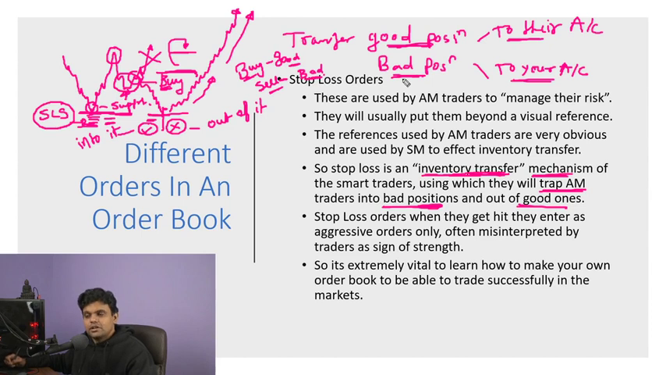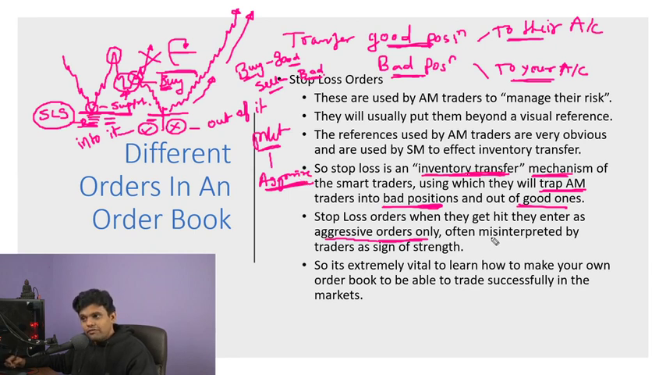Make sense? So when stop loss orders get hit, they will enter the market as aggressive orders only, because stop loss orders are market orders. We know market orders mean aggressive orders. That is how the order flow software will make a distinction whether an order is aggressive or not. So here, when the stop loss sell orders are put into the market, all these orders will go into the market as aggressive sell orders.